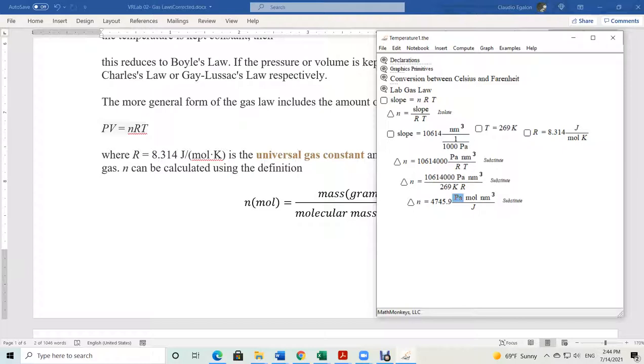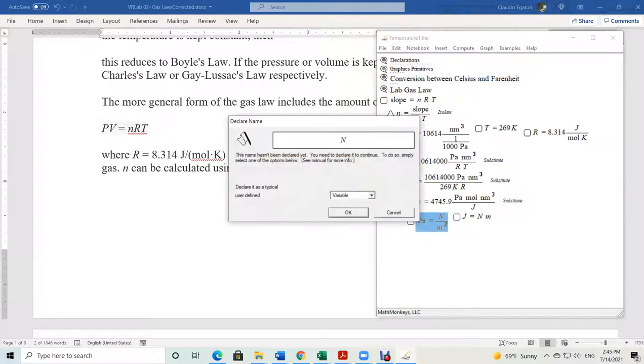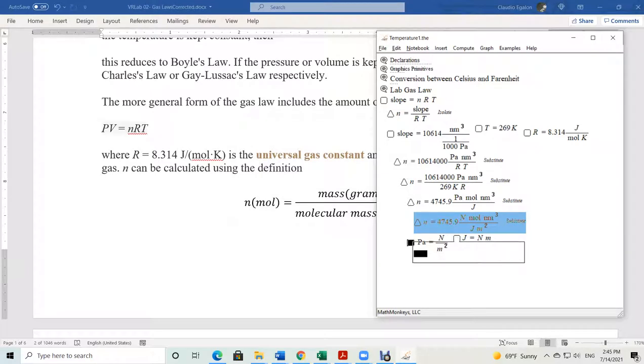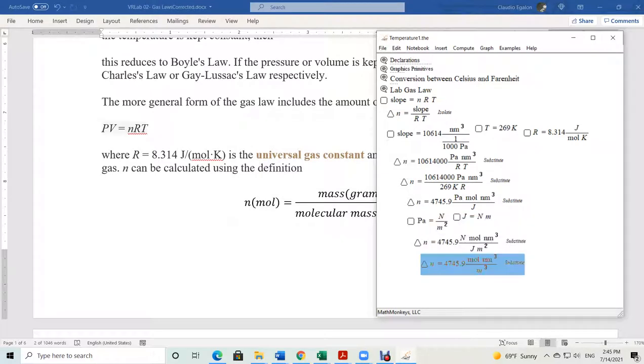Pascal, there is a relationship between pascal and joules. Okay? Pascal is what? Pascal is Newton per square meter. And what is joules? Joules is Newton times meter. Right? The unit of joules. So let's go ahead and substitute that here. Joules, and here you go.